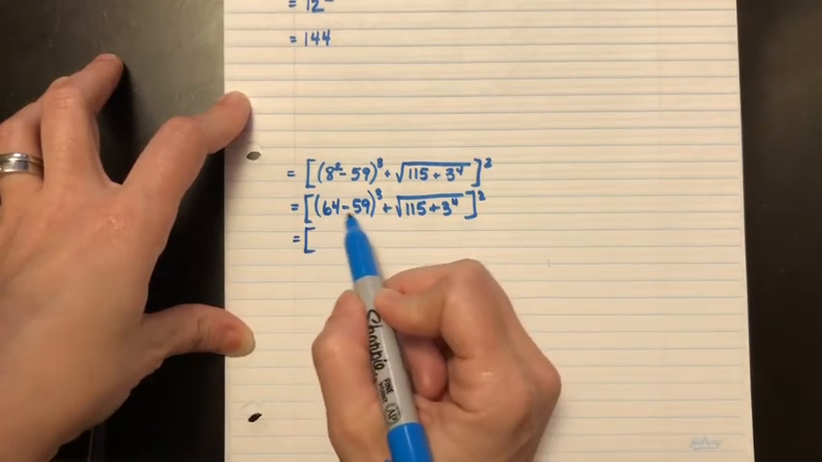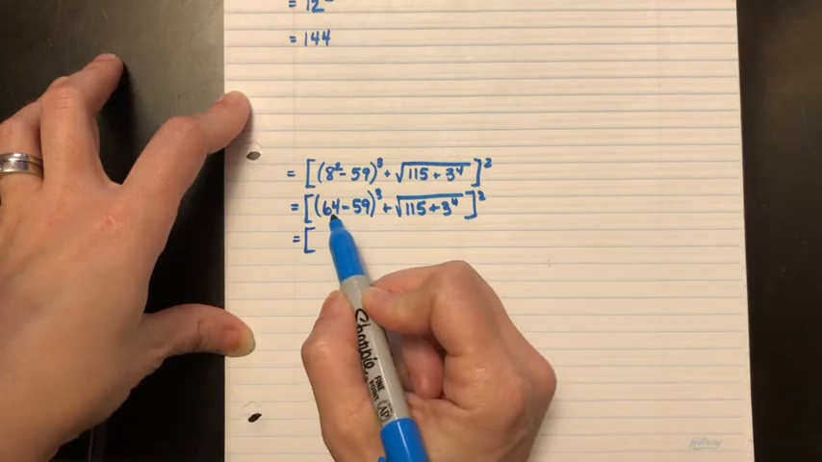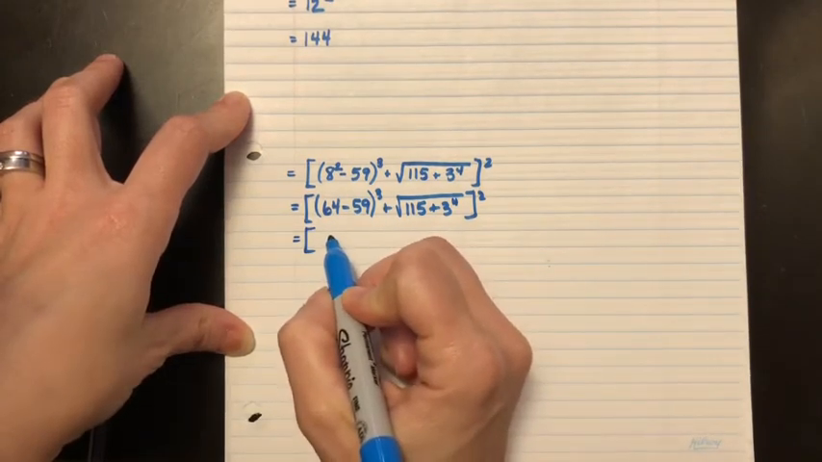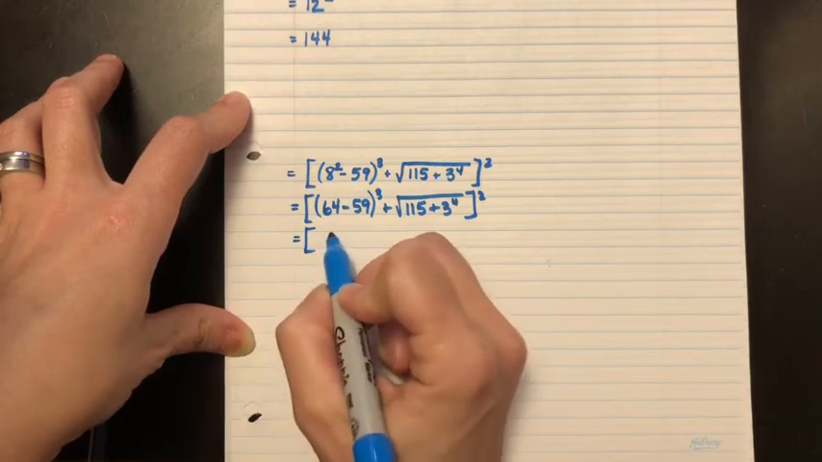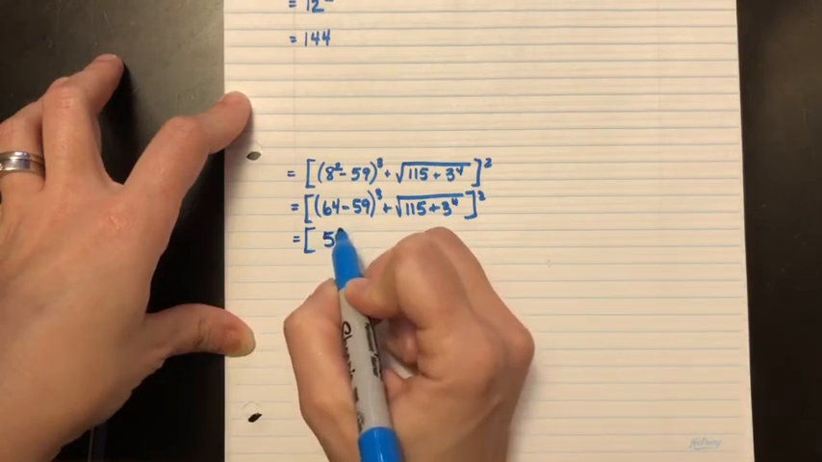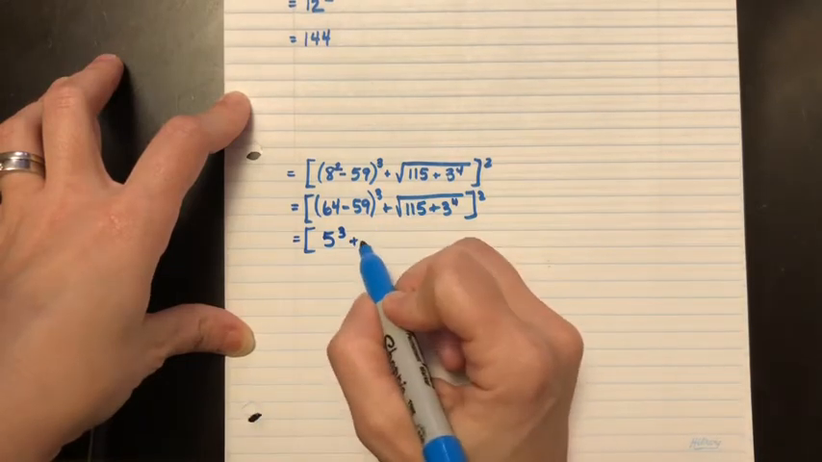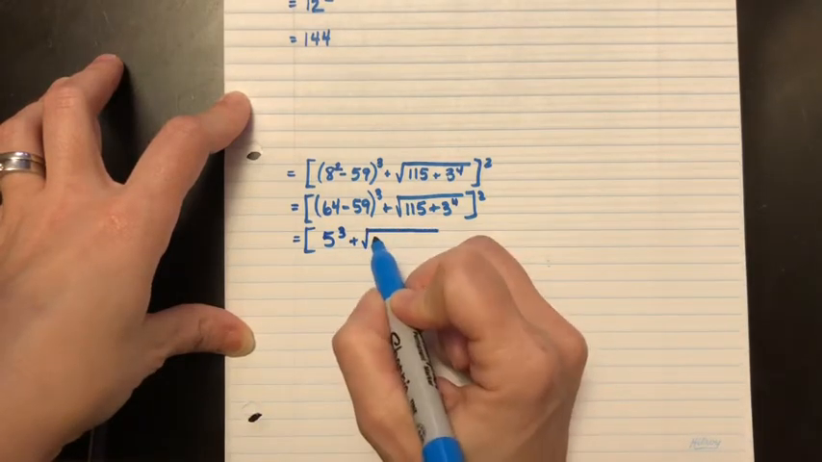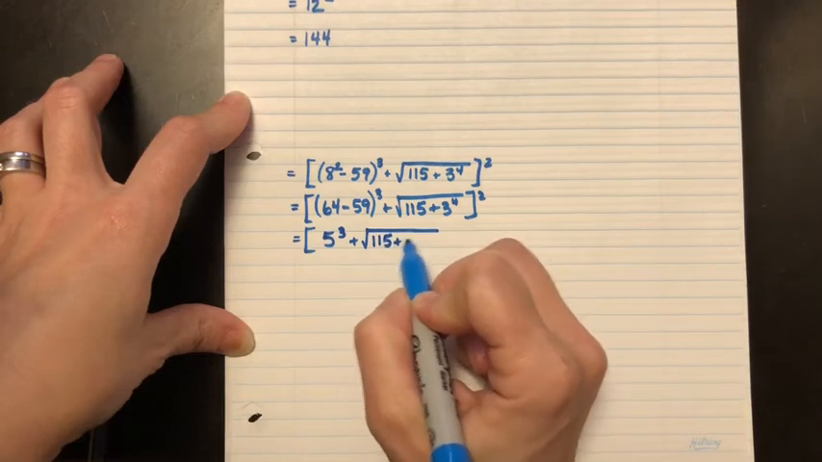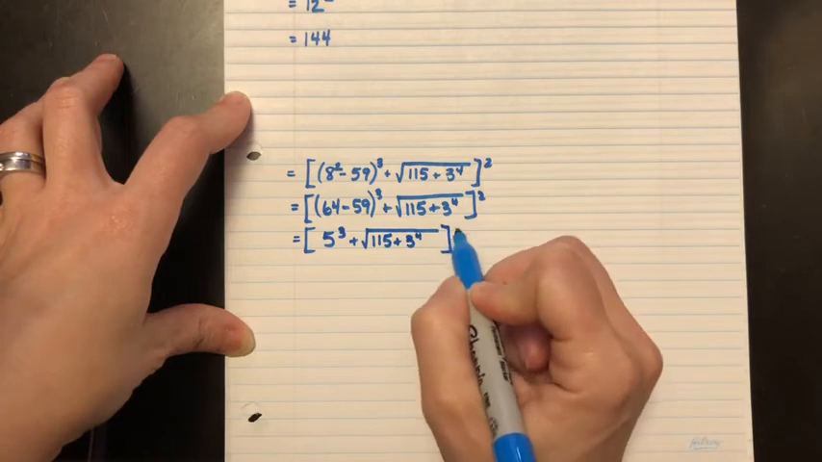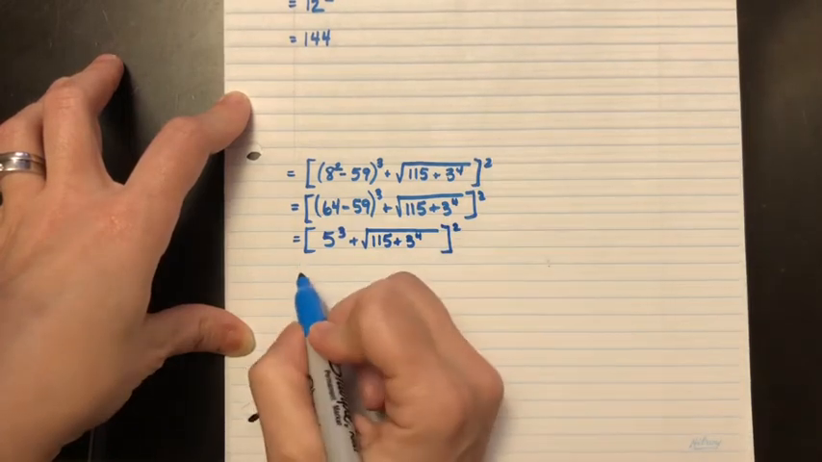I'm going to be doing this math here. So 64 subtract 59, how much is that? Well, I'm going to count that out in my head, mental math. The answer is 5. And that exponent 3 is going to appear there. I have my plus sign. I have my square root sign over here. I've got the 115 plus 3 to the exponent 4. I've got my closed bracket and my squared sign here.